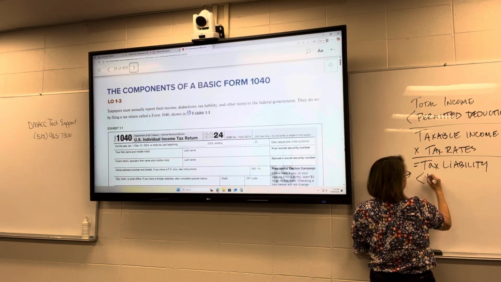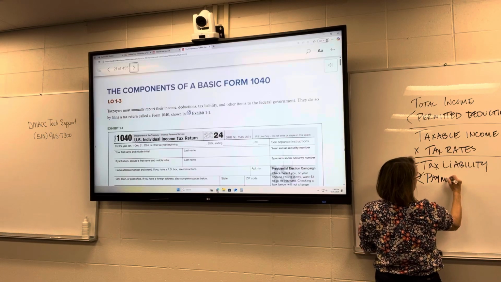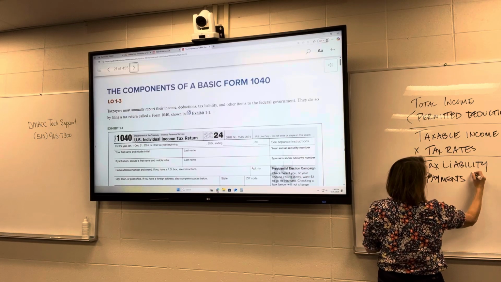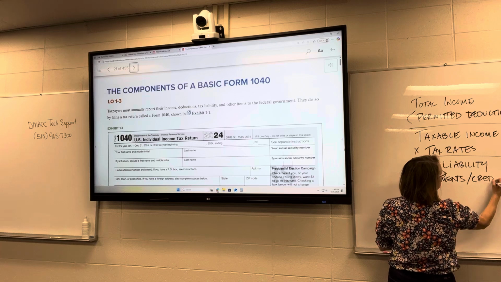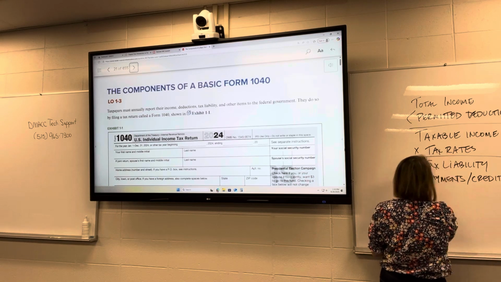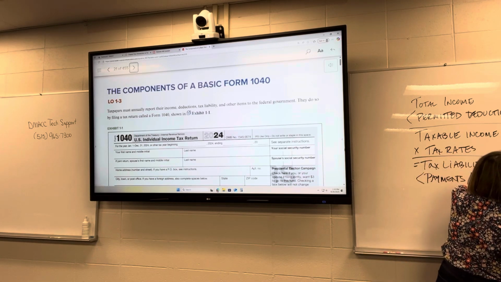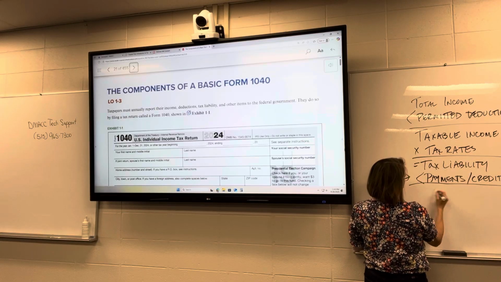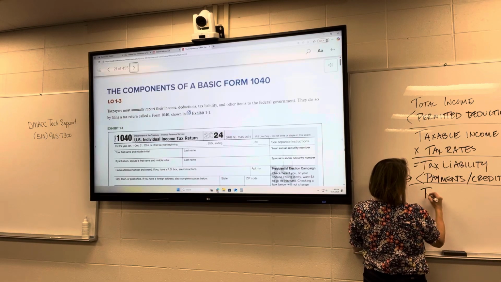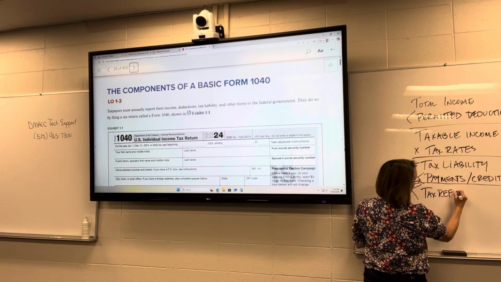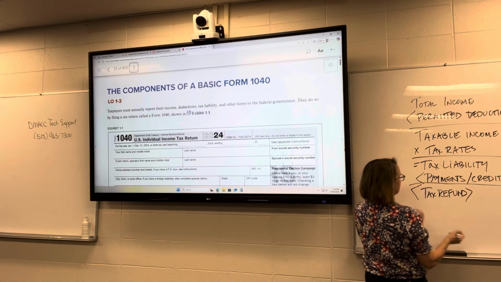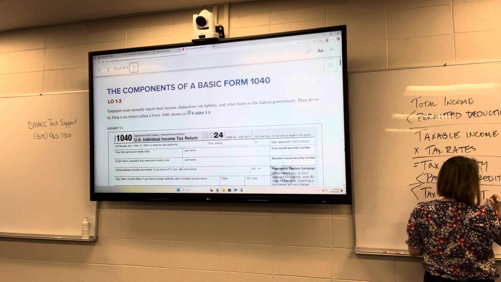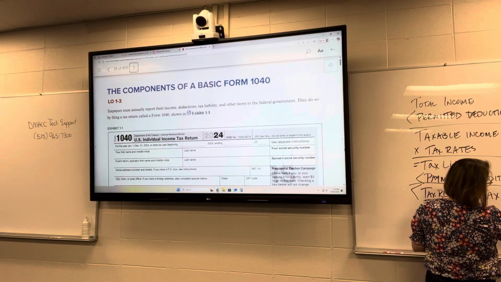Minus payments, credits, to get our result. If it's a refund, it would be negative because our payments are greater than our liability. Tax due would be positive.